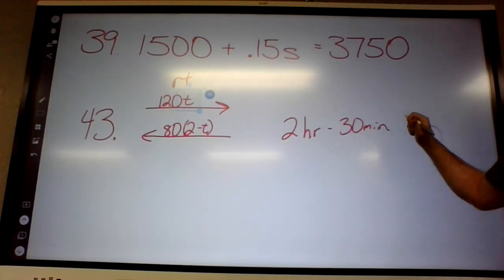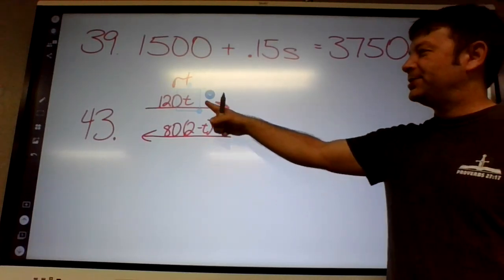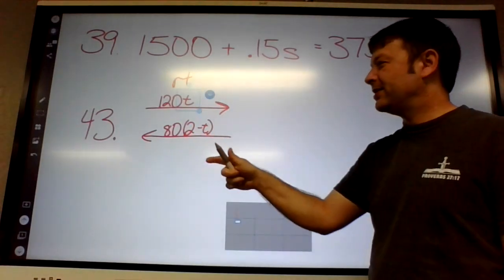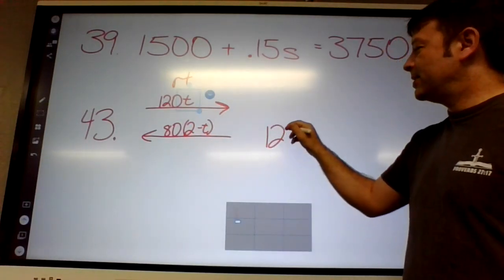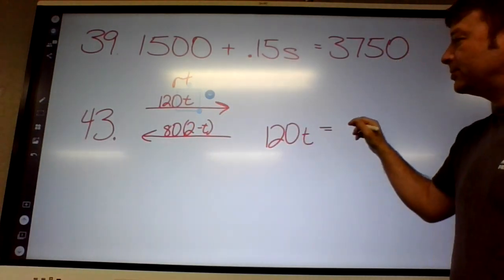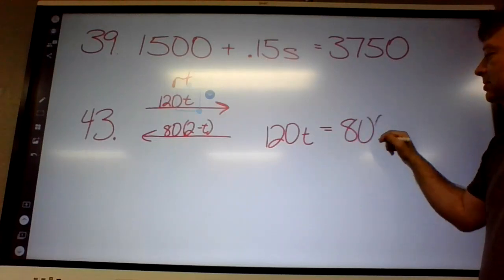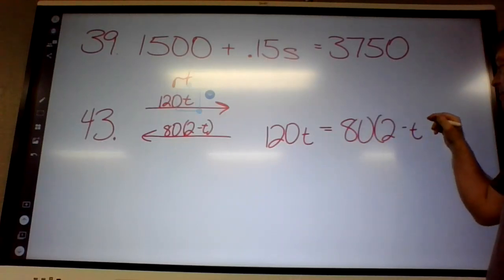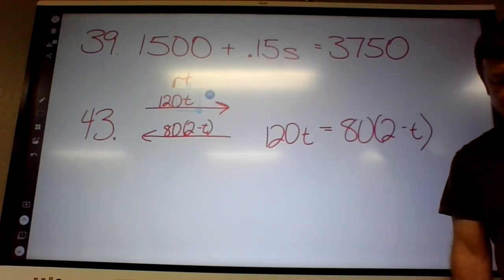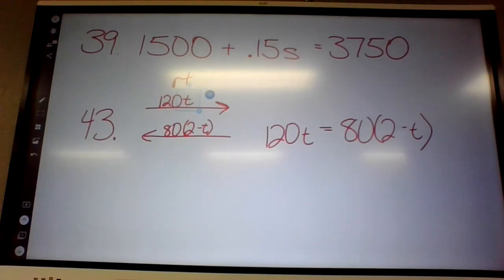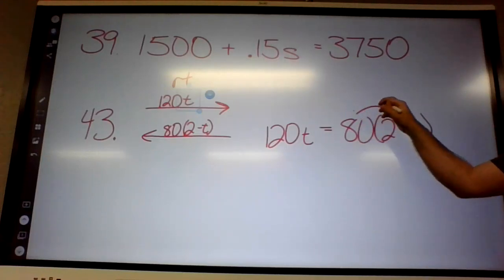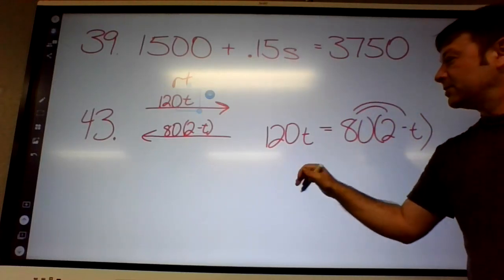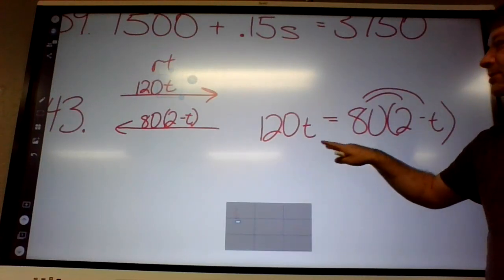All right. What's the relationship between these two distances? They're equal. So that means 120t equals... And do you do distributive property? Yeah, just do normal stuff after that. Okay. The setting it up, that's the hard part.